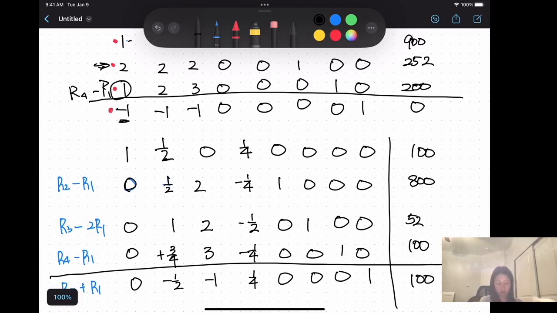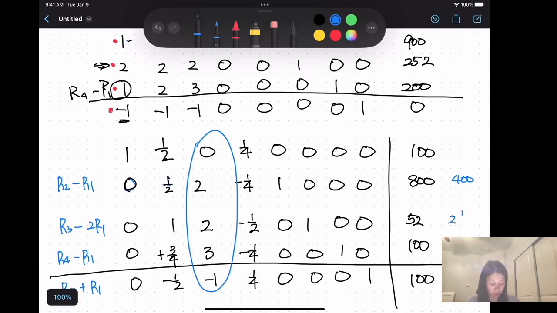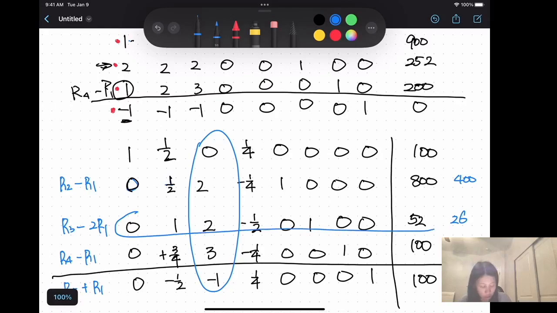Alright, so the next part is we repeat what we did in here and find our pivot column. Again, you find the smallest negative number, so it should be here, right? And use the ratio to find which one gives you the smallest. 100 divided by 0 doesn't work because it's undefined. So this gives you 400. 52 divided by 2, you will have 26. And 100 divided by 3 is 33.33. So that means this is going to be our pivot.